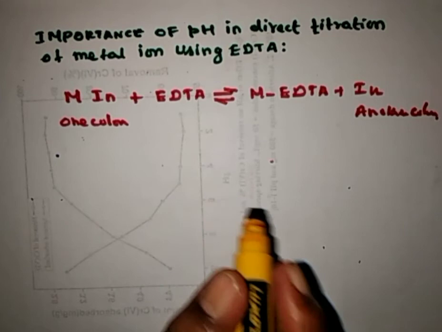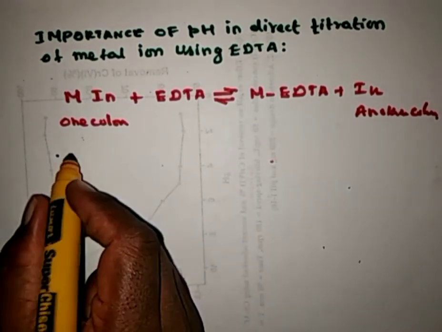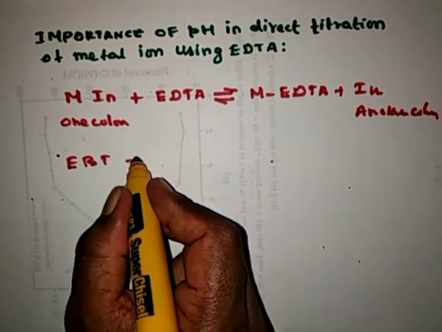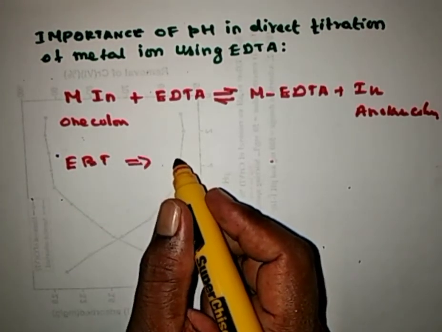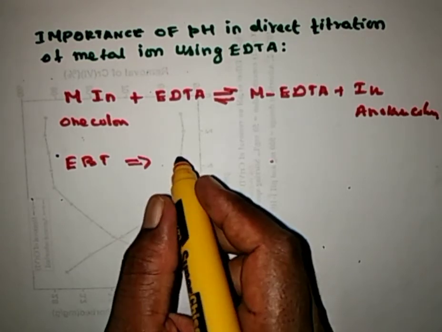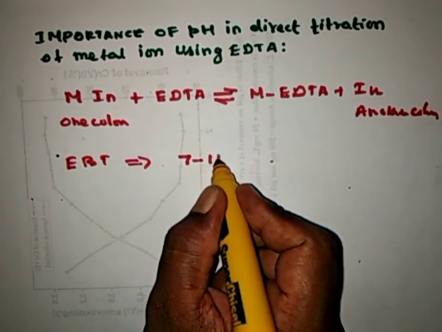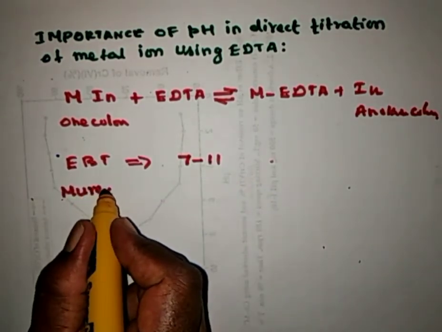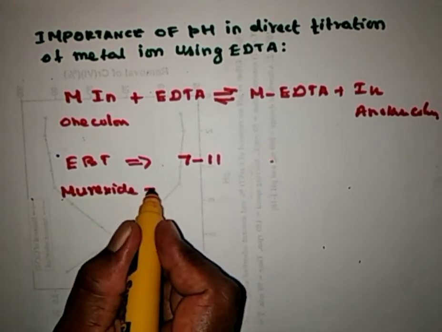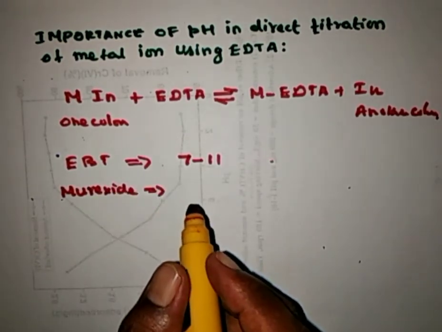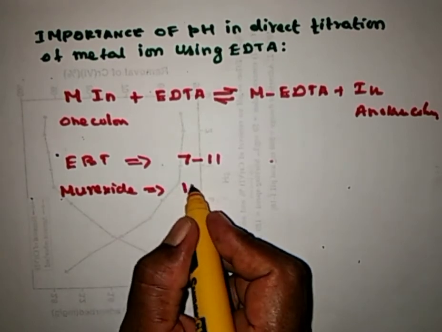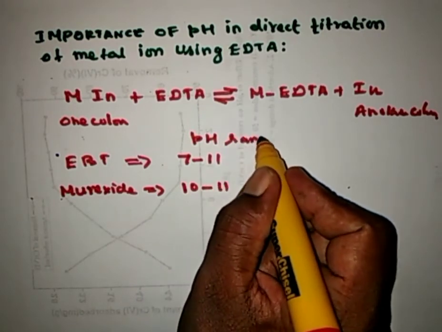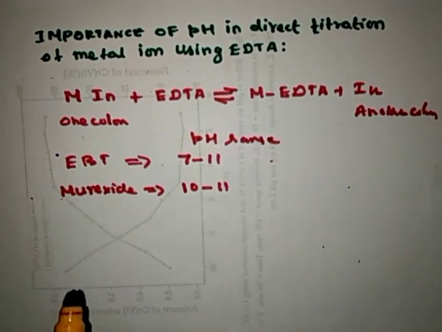If you use Eriochrome Black T, that is EBT, in this titration, the pH range at which the color change takes place is 7 to 11. Suppose we use Murexide for this titration, then the pH range at which the color change takes place is 10 to 11. That is the pH range where the color change occurs.